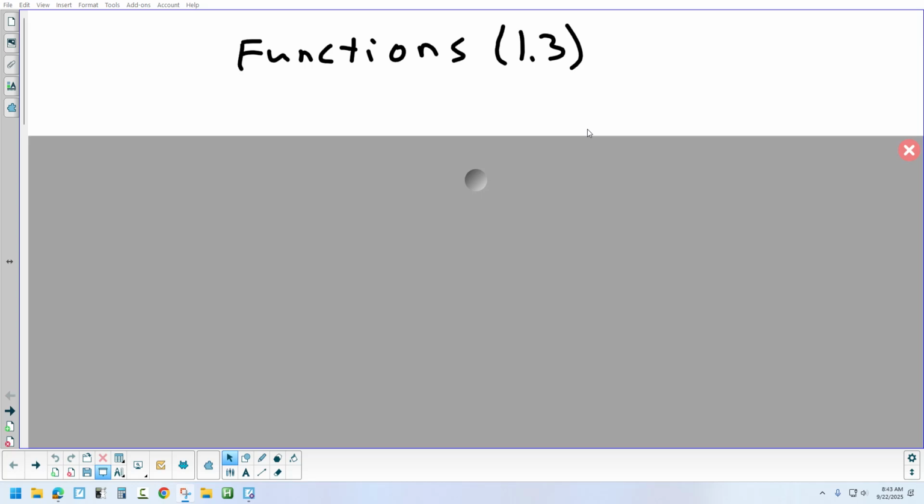All right, so this week we are going to start by looking at section 1.3, which is on functions. You're going to see a little bit more with domain and range, and that's something that's going to come up all year. So we're going to do a little bit more. We'll do some stuff by hand, and we'll do some stuff on the calculator as well.